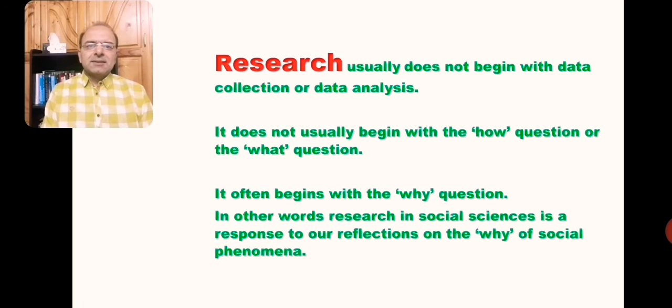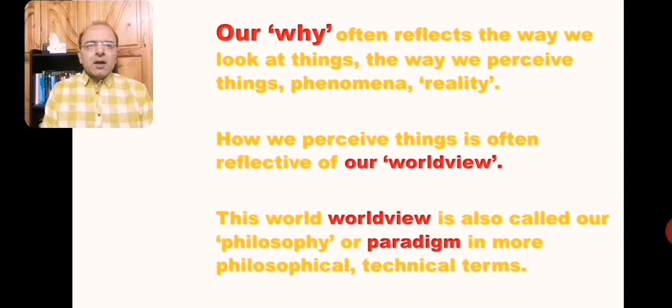So, why is something the way it is, or why is something happening the way it is happening? And that actually is a kind of philosophical question. Our why often reflects the way we look at things, the way we perceive things, phenomena, or reality. How we perceive things is often reflective of our worldview. This worldview is also called our philosophy or paradigm in more philosophical and technical terms.